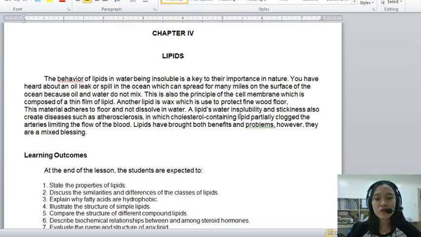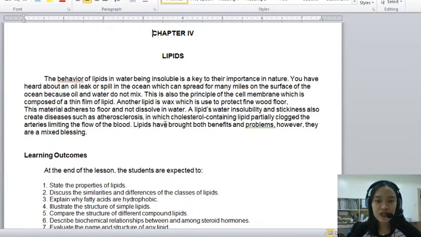Okay, so a lipid's water insolubility and stickiness also create diseases such as atherosclerosis, in which cholesterol-containing lipids partially clog the arteries, limiting the flow of blood. Okay, so yan yung one health problem that is caused by your lipids. Okay, so they are actually present in your bloodstream.